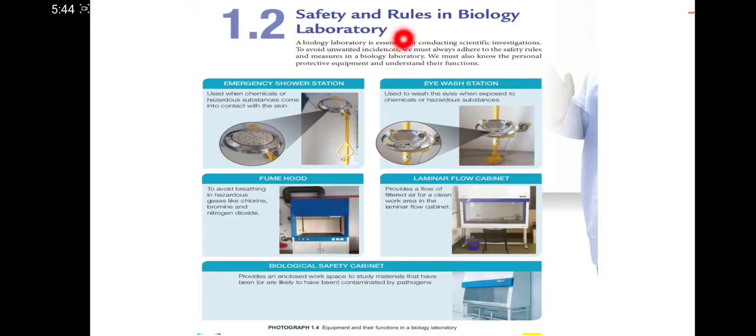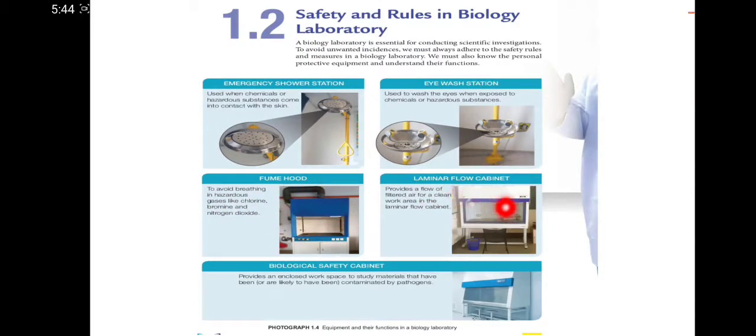Next one, safety and rules in biology lab. So we should know the personal protective equipment in lab and also their function. The first one, emergency shower station. Of course, this one, if we are in contact with chemicals or hazardous substances, so we need this emergency shower station. And then eye wash stations if our eyes are exposed to chemicals. Okay, fume hood to avoid breathing hazardous gases. So we need this fume hood.